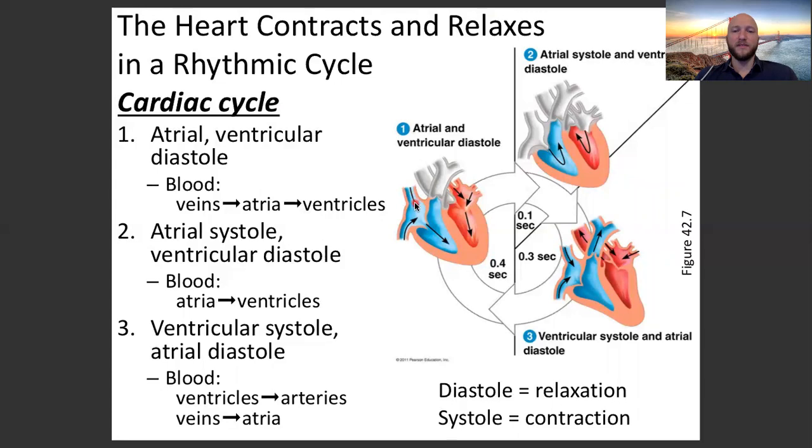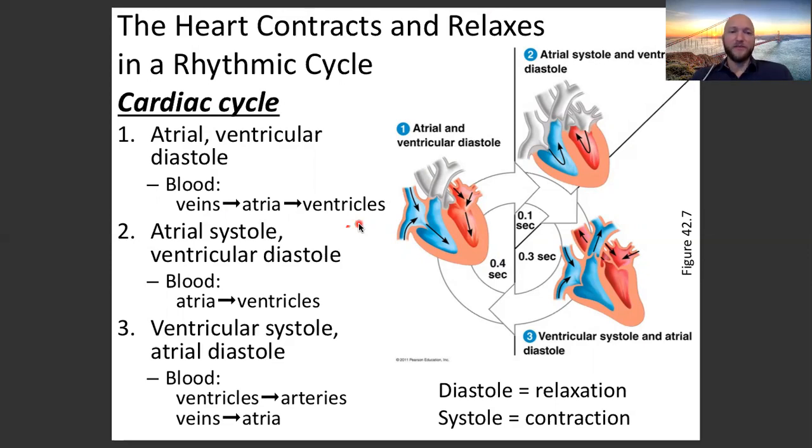So, venous system to right atria to right ventricle to pulmonary artery, pulmonary capillaries, pulmonary vein, back to the left atria to left ventricle to our aorta. We have 4 valves within our heart. We have valves in between our atria and our ventricles, and we have valves between our ventricles and the corresponding artery.